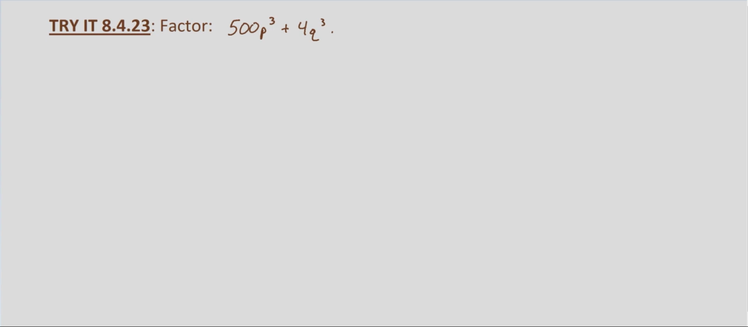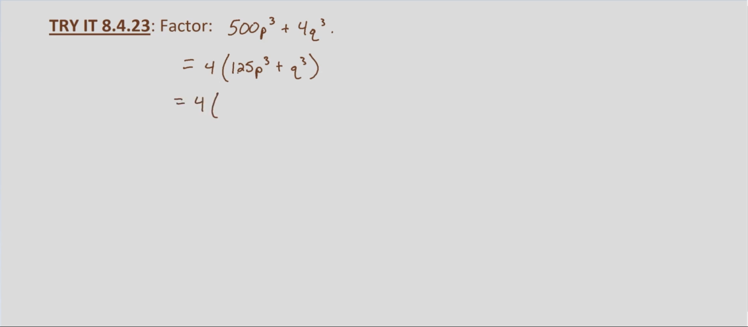Now, the greatest common factor of 500 and 4, our coefficients, is just going to be 4. So we'll factor out that 4. There is no common variable in either term, so that's our only common factor, 4. So 500 divided by 4 is 125p cubed plus q cubed. And we'll rewrite that as a sum of cubes.